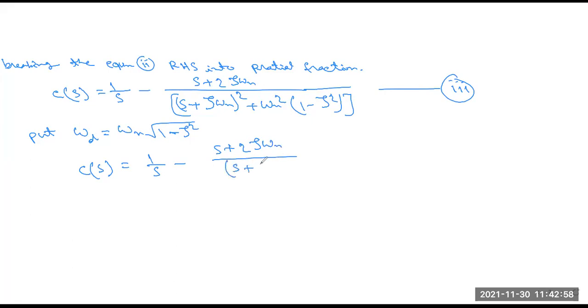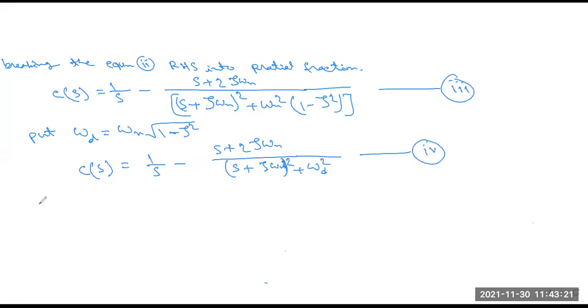divided by (s plus zeta omega n) whole square plus omega d square also. Okay, this is another number of questions. Now see equation number 4.